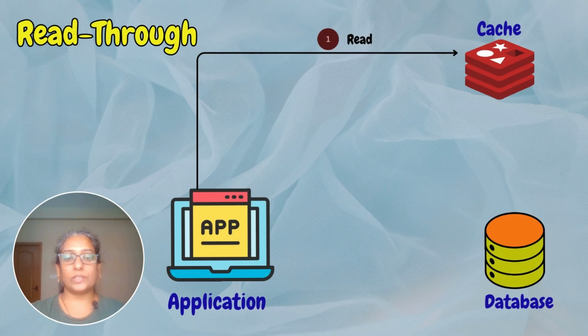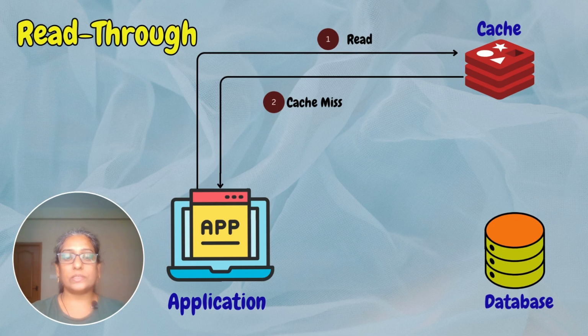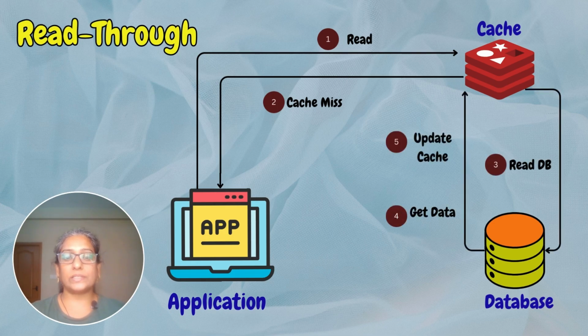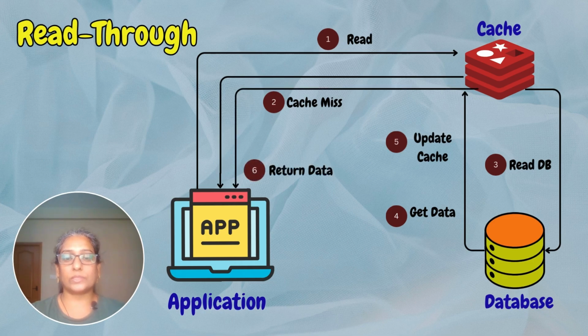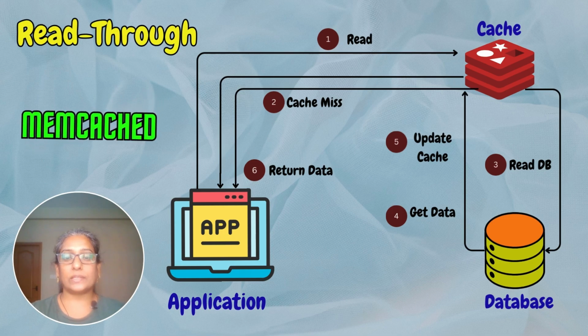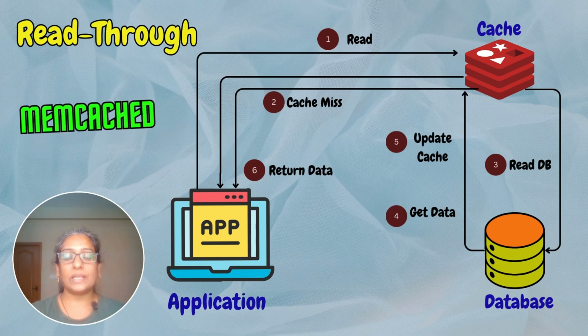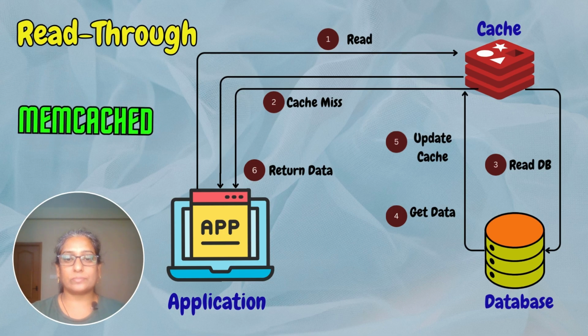In a read-through caching approach, when a cache miss occurs, the system automatically fetches the data from the database, updates the cache, and returns the data to the user. Using memcached for caching of frequently accessed database queries in a web application is an example of read-through cache.